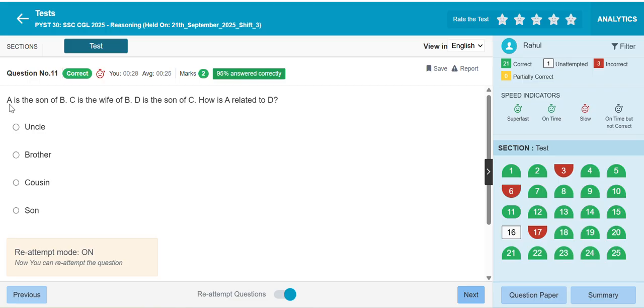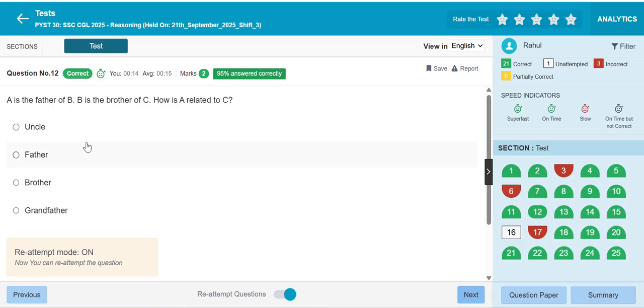So A is the son of B. B eventually is male, and C is the wife of B. Okay, A is son of B. So B's wife is C, and D is the son of C. So eventually A and D are siblings. So how is A related to D? They are siblings.